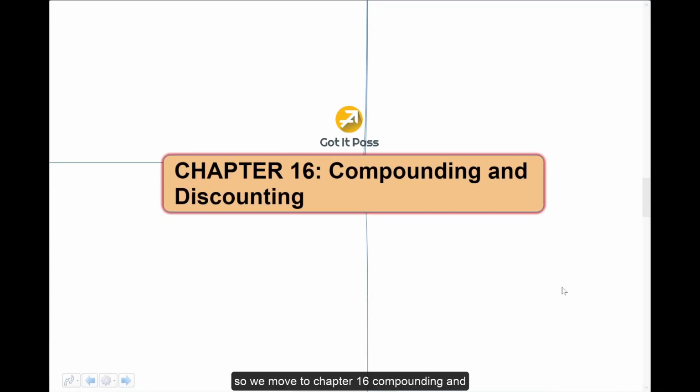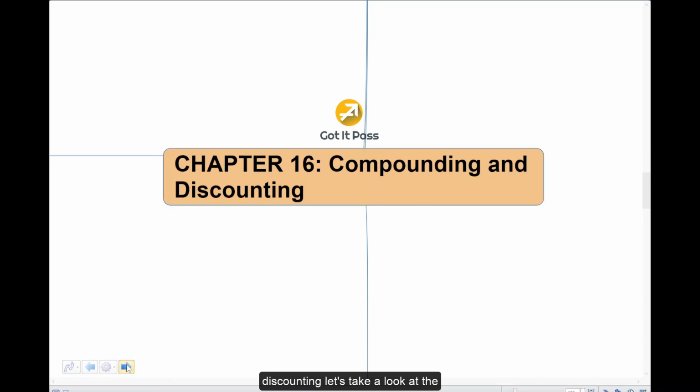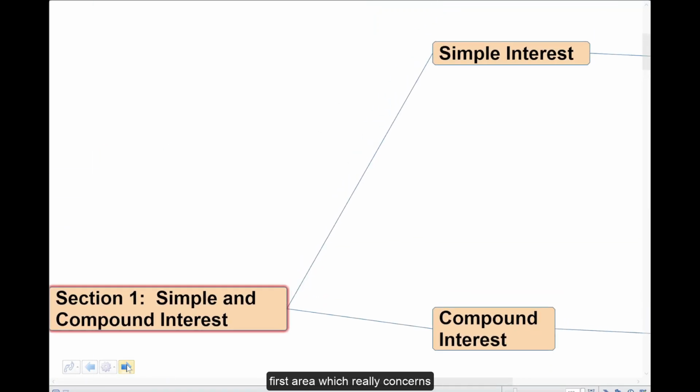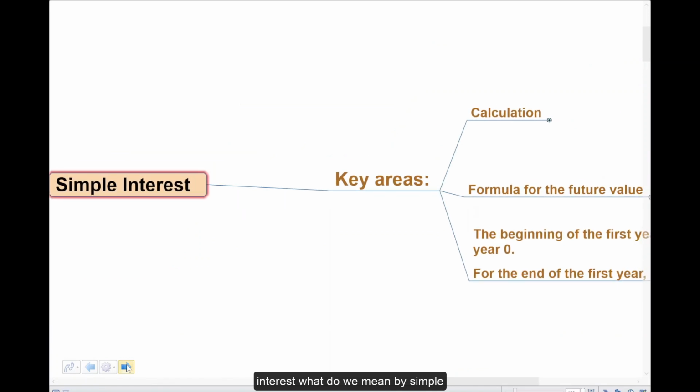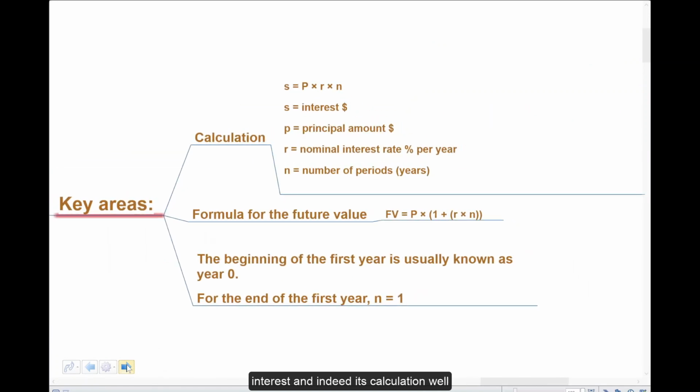So we move to chapter 16, compounding and discounting. Let's take a look at the first area, which really concerns something that you'll be familiar with, whether or not you looked in detail through the Study Hub chapter: simple interest and indeed compound interest. What do we mean by simple interest and indeed its calculation?